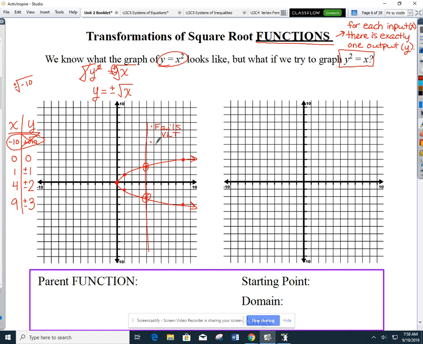So it is not a function, but it does exist. This equation exists, and there's a relationship between x and y. It just doesn't meet the definition that we have up here for a function because we get 2 answers. So what do we call something that's not a function? We call this a relation, because there is a relationship.